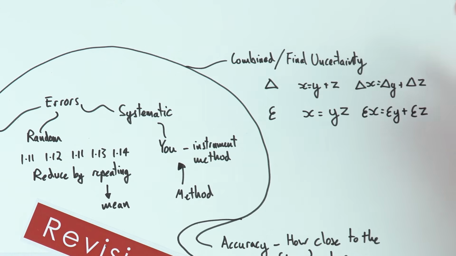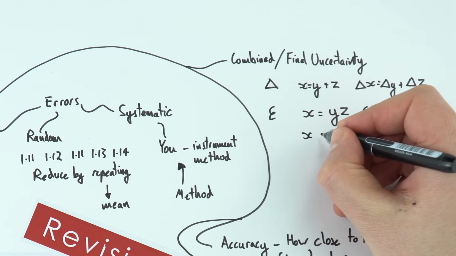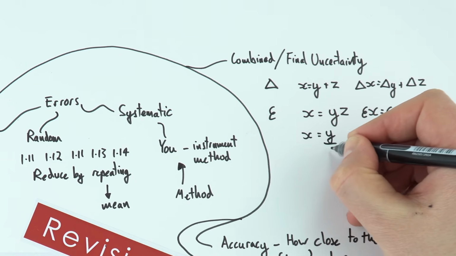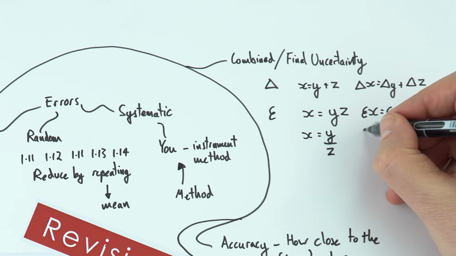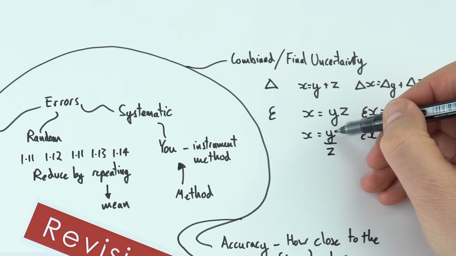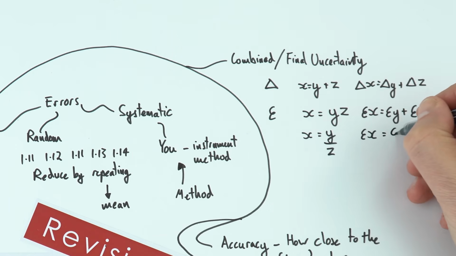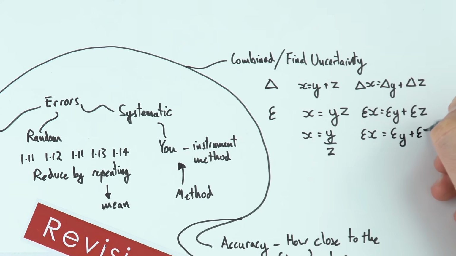Now this is just a kind of rough calculation. It's a way of guesstimating what it might be. But this is the method that we use. If we had maybe Y divided by Z, well, the uncertainty in X, because we've got a Y term and a Z term, again, we just add those percentage uncertainties together. And it's just giving us a rough value.